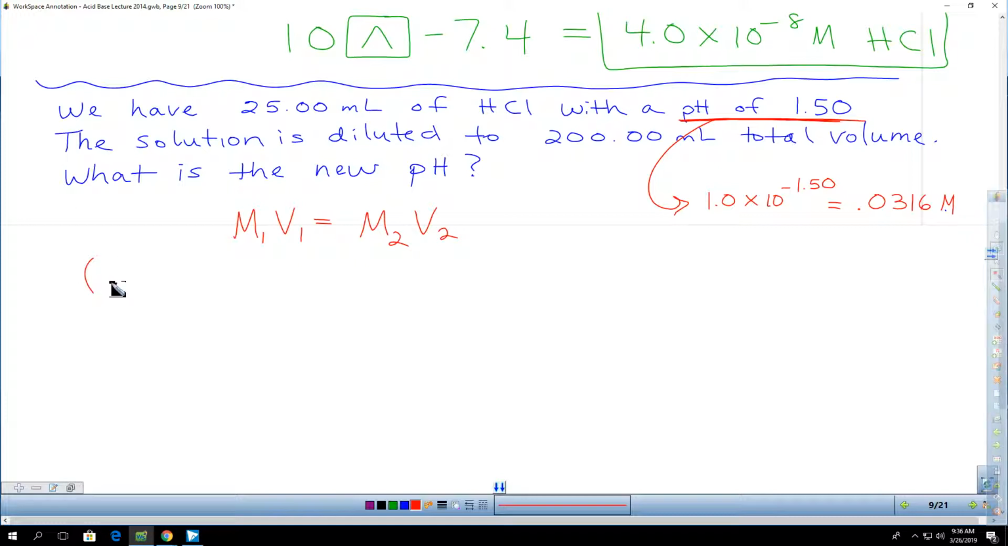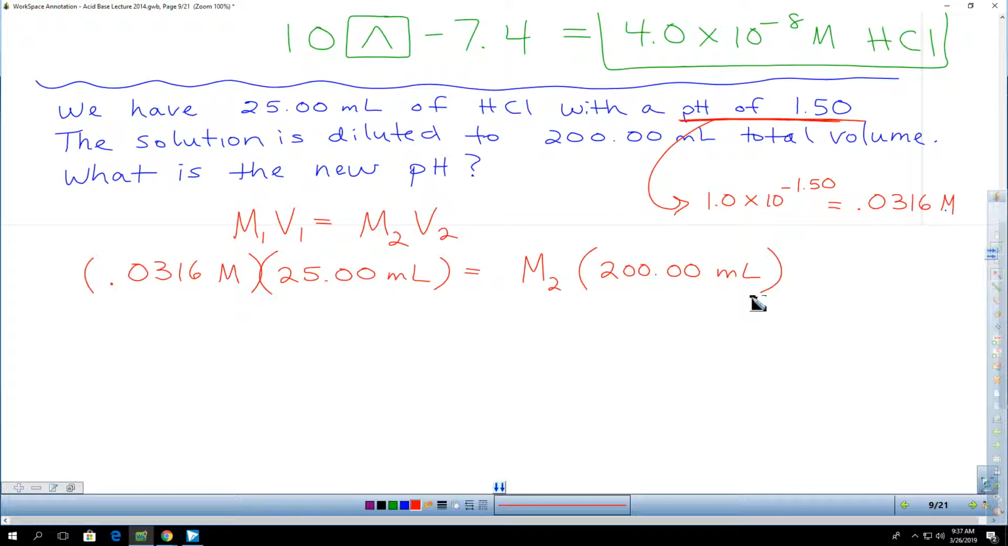So now I can plug that in. The initial molarity is about 0.0316. The initial volume was 25 milliliters. I do not know the final molarity, but I know the final volume. Let's say it's diluted to 200 milliliters total volume. So somebody must have added 175 milliliters of water.